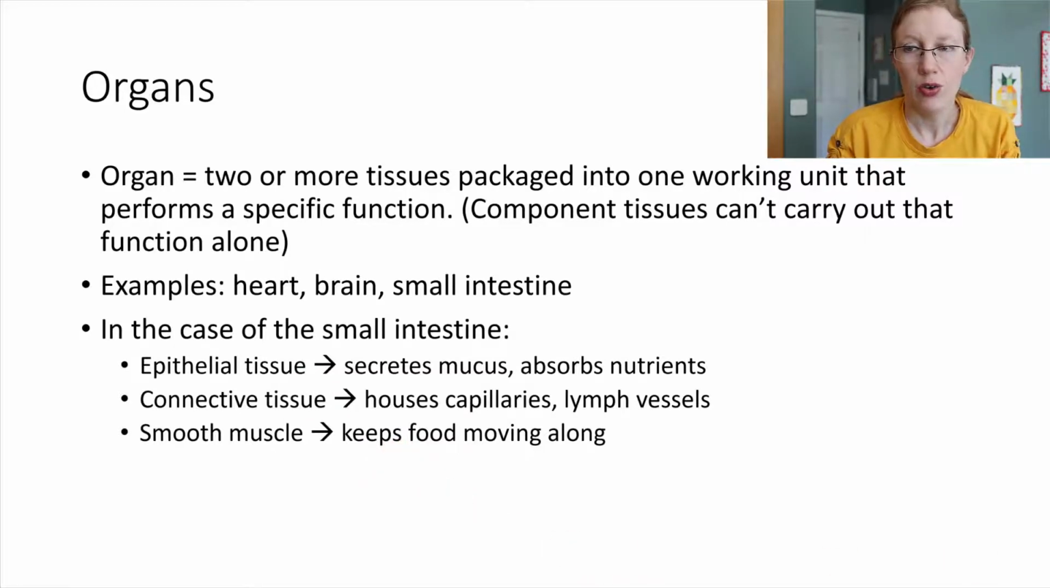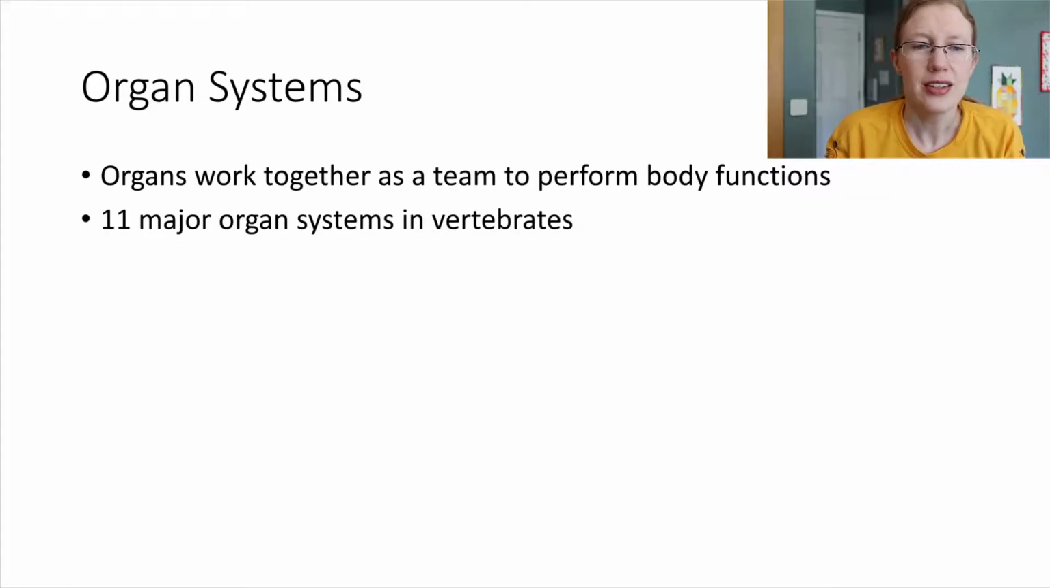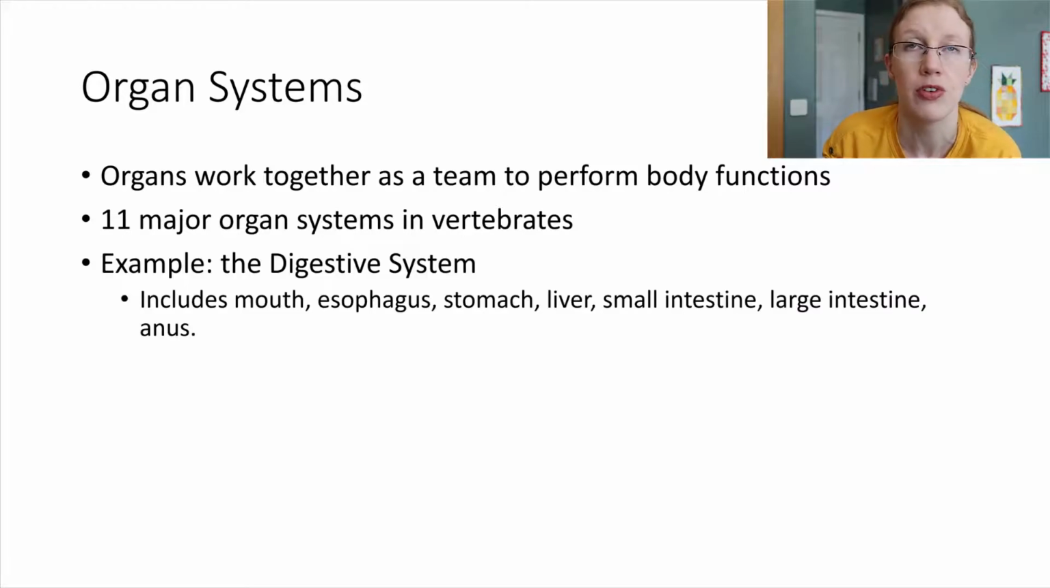Let's take a look at an organ system. So organs often work together. They work as a team. The small intestine is no exception. We're going to take a look at the digestive system. This is one of the 11 major organ systems that vertebrates have, people included. And just as an example, let's think about the digestive system. So we were just talking on the last slide about the small intestine. That's just one organ in this whole lineup.